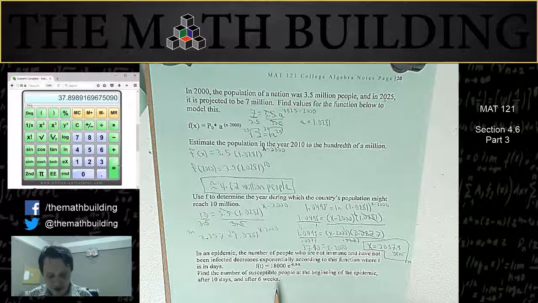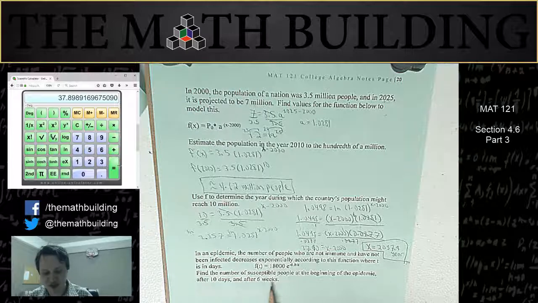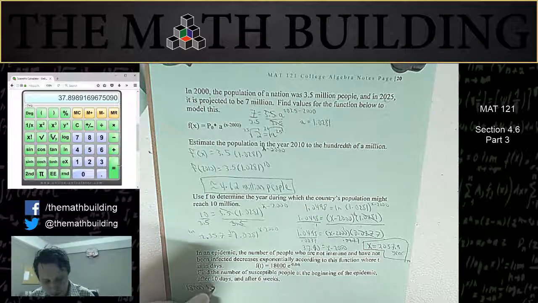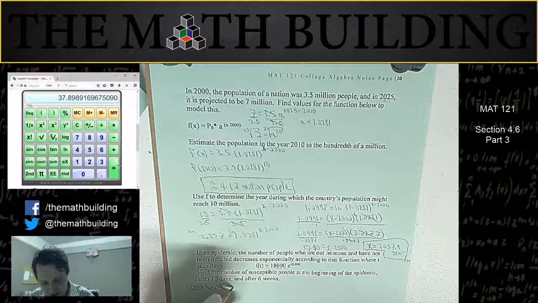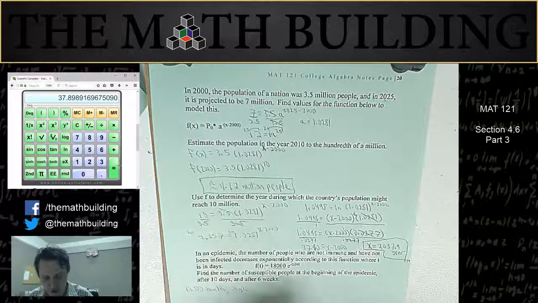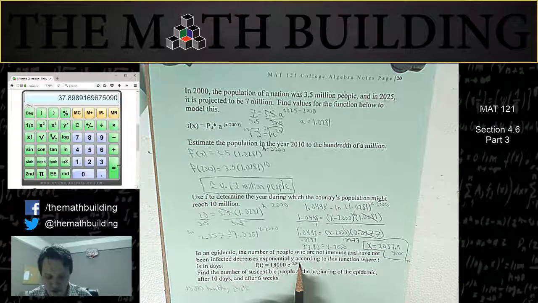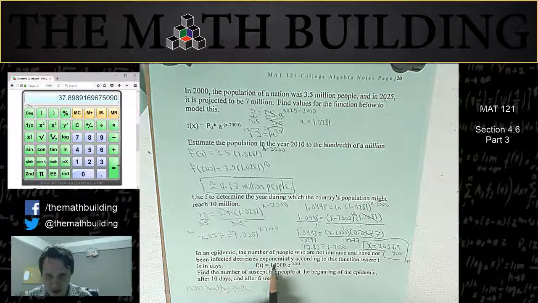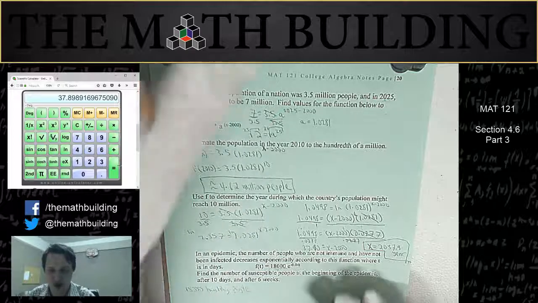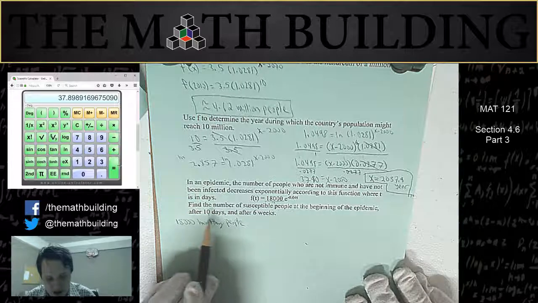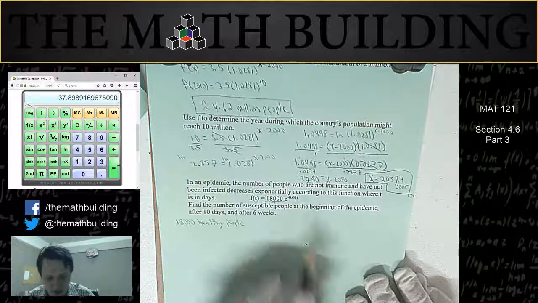Well, at the beginning of the epidemic, the number of healthy people is just going to be 18,000. Okay, so that's easy because that's just our initial value. The number of susceptible people at the beginning is just your initial value. In fact, if you notice, if you put in a 0 here, this becomes 0, so you get e to the 0 equals 1, and so you just get 18,000. So that's really nice because the math checks out. Now to do 10 days and 6 weeks, we just plug those in for t.